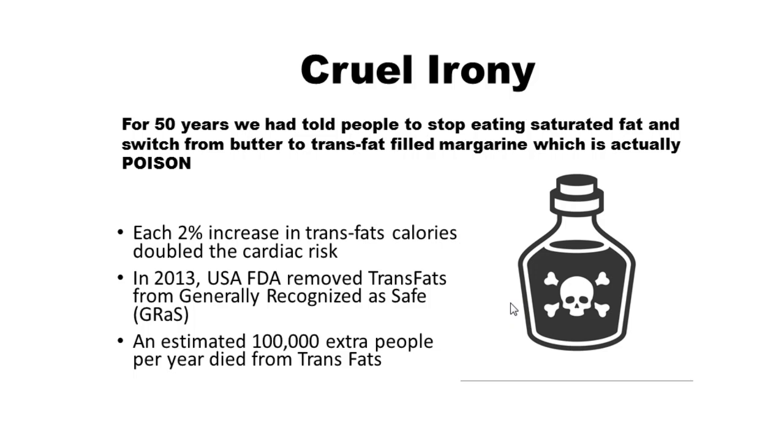So in 2013, the FDA removes trans fats from the generally recognized as safe, or GRAS, list. So these are foods that are generally recognized as safe. They took trans fats off of that. In other words, they acknowledged that trans fats were literally poisonous. So for 40 years or so, we told people to switch from eating butter to eating poison. And an estimated 100,000 people every single year died because of that advice, which actually stemmed from no evidence at all. So that was the most ironic part.